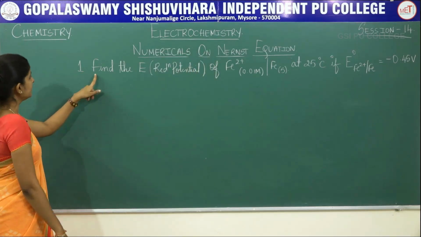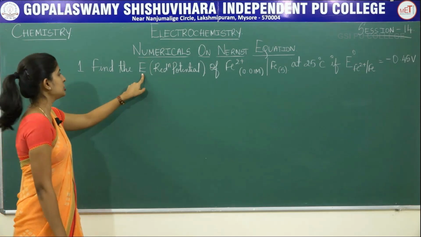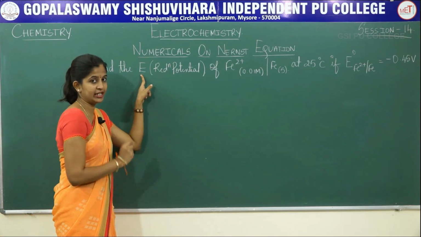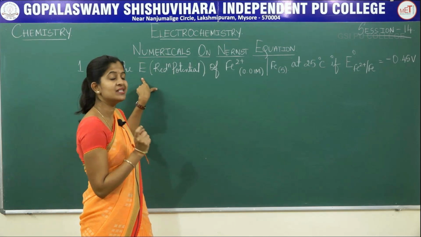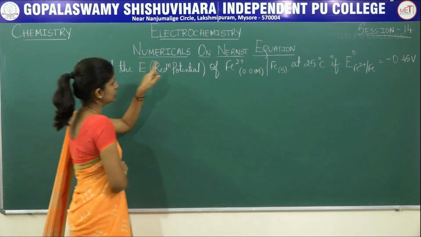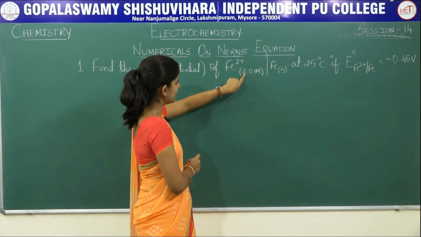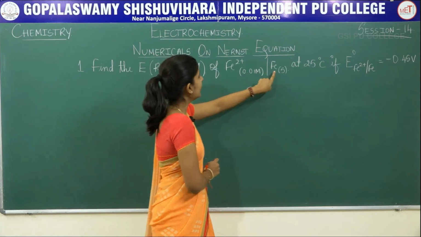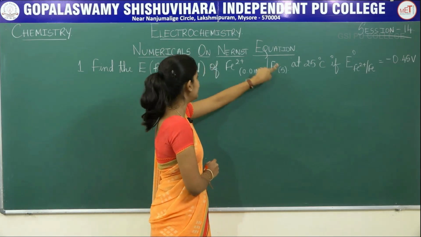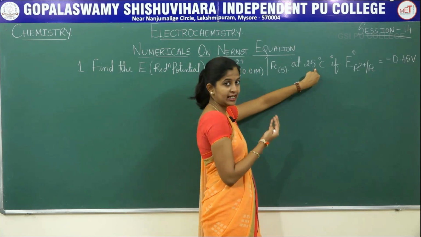The first problem is to find the E, that is the electrode potential. As I have told you, according to IUPAC, electrode potential means reduction potential. So you are calculating the reduction potential, the electrode potential of Fe2+ aqueous. The concentration of Fe2+ aqueous is 0.01 molar. Fe solid is the electrode dipped in this aqueous solution at 25 degrees Celsius.